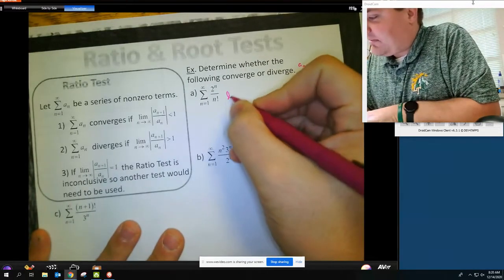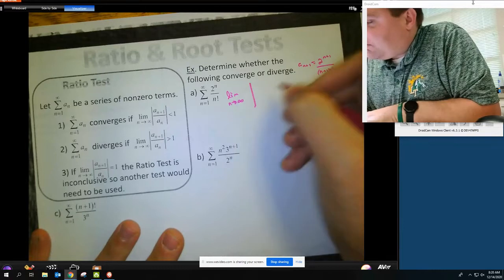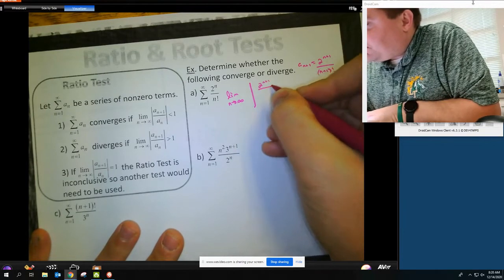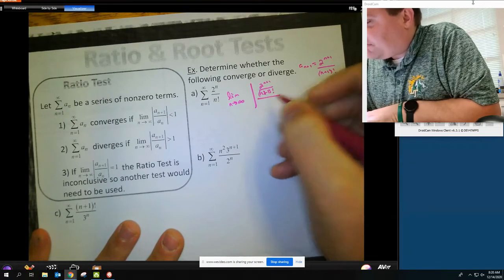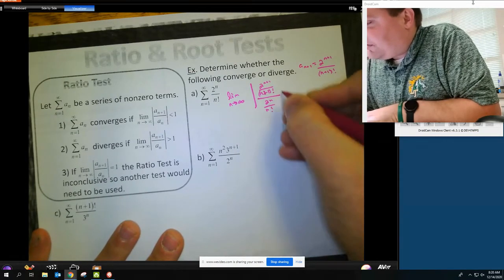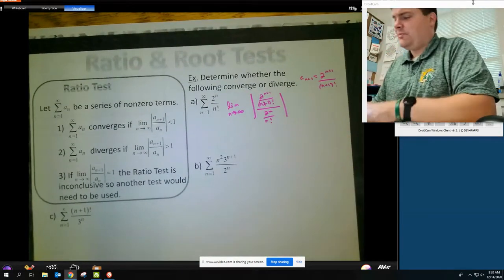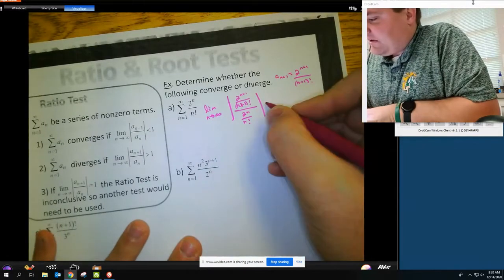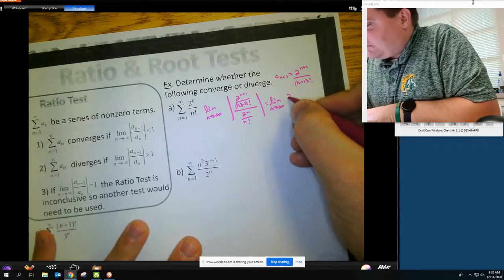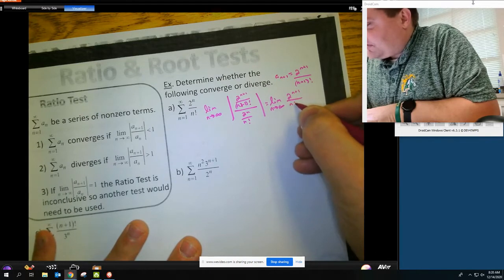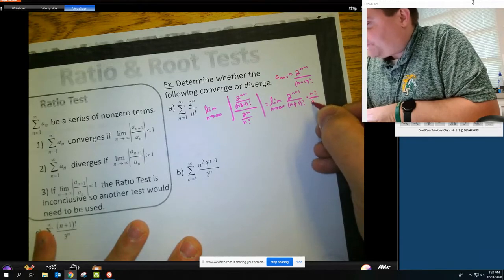So if I take the limit as n approaches infinity of the absolute value of 2 to the n plus 1 all over n plus 1 factorial divided by 2 to the n all over n factorial. Do just a little bit of rewriting here. Flip the second, multiply. This is going to give me the limit as n approaches infinity of 2 to the n plus 1 all over n plus 1 factorial times this right here.